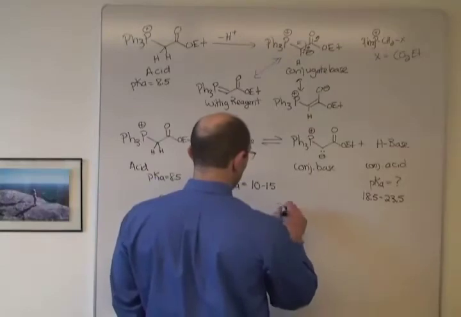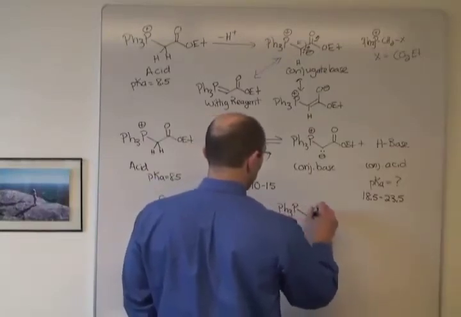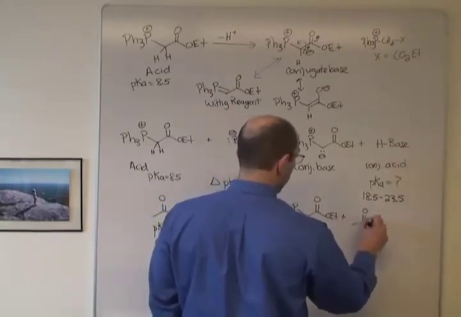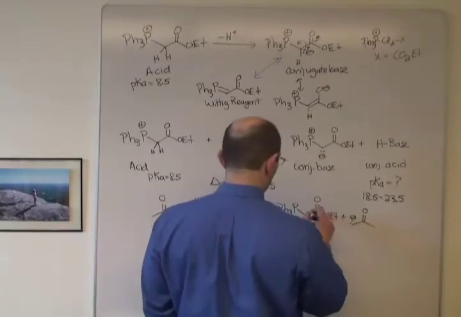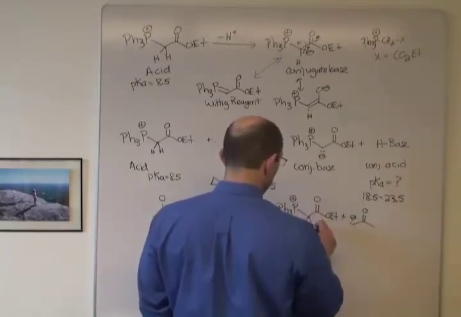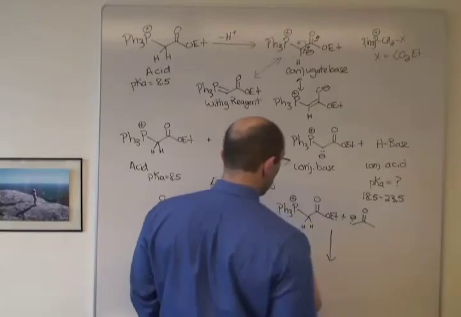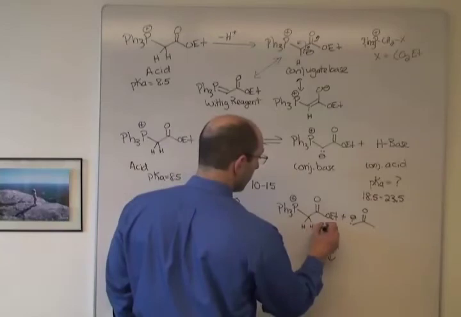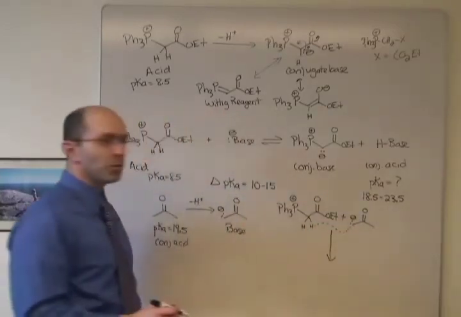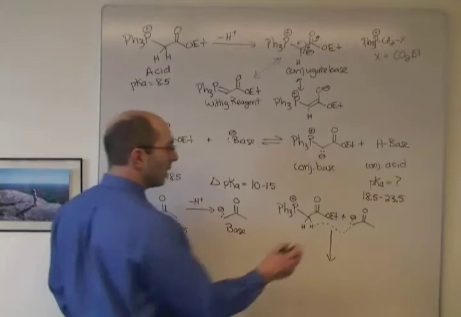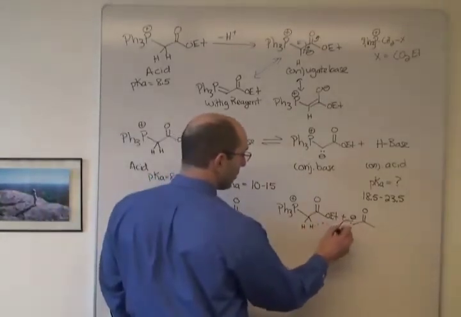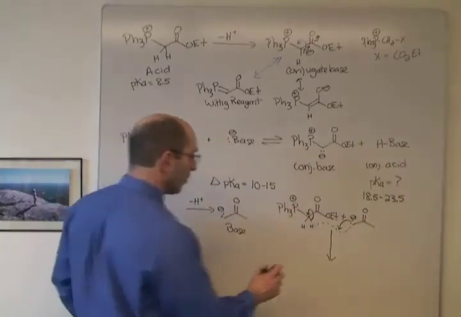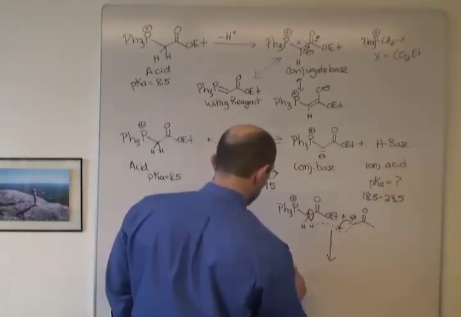So we're going to have our acid and base, right, and we're going to form a bond between the hydrogen and the negatively charged carbon on the base. So those electrons are going to go to form that bond. The electrons in the CH bond are going to stay behind to form the Wittig reagent, right, and give us the conjugate base.